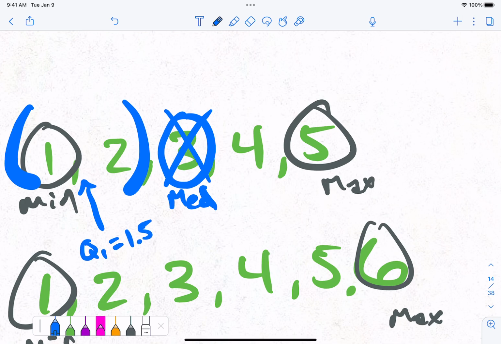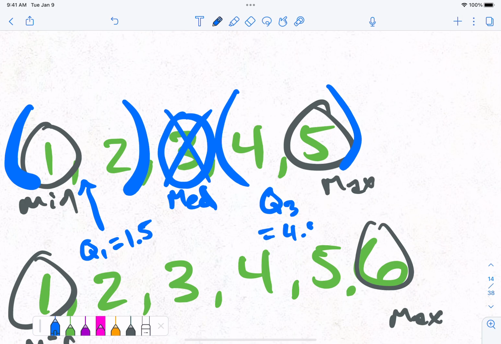1.5. It would be halfway between 1 and 2. Do you see that? Okay. 4 and 5. Your Q3 would be 4.5. Do you see how that works? Okay. You toss out the 3.